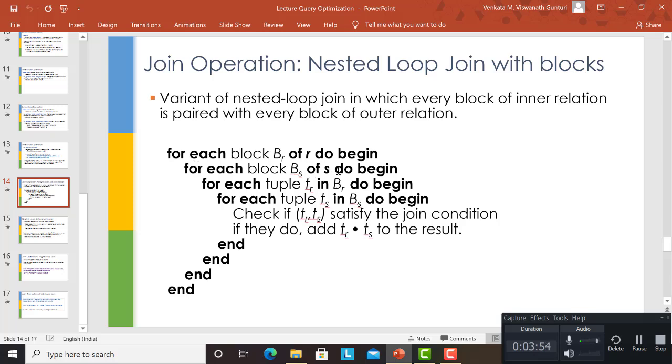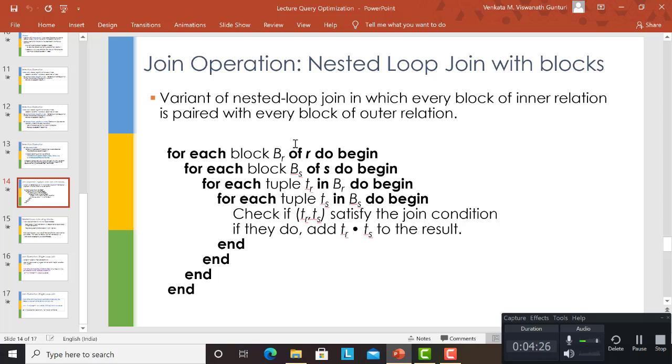So you read one disk block from relation R, that is what it does first, and then you read one disk block from relation S, and then the innermost two loops, for each tuple in the block which you just read, and for each tuple in the block that we just read from S, this part is actually joining the blocks that you have just fetched from the secondary memory. And now this part is nothing but a simple plain nested loop.